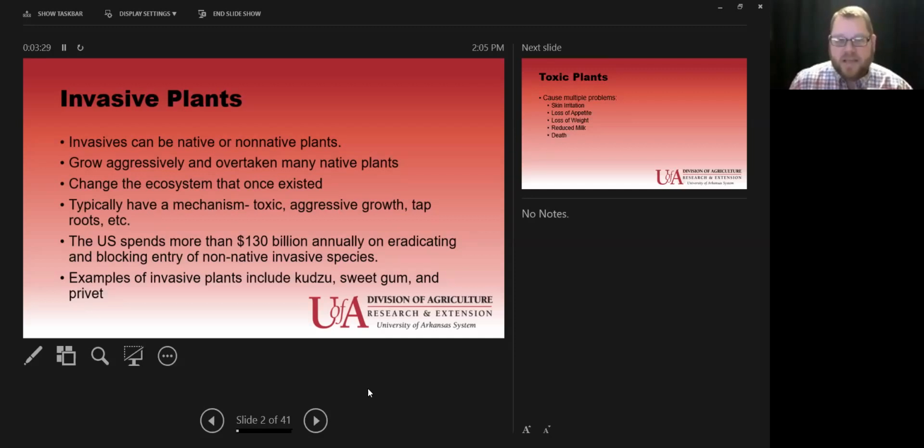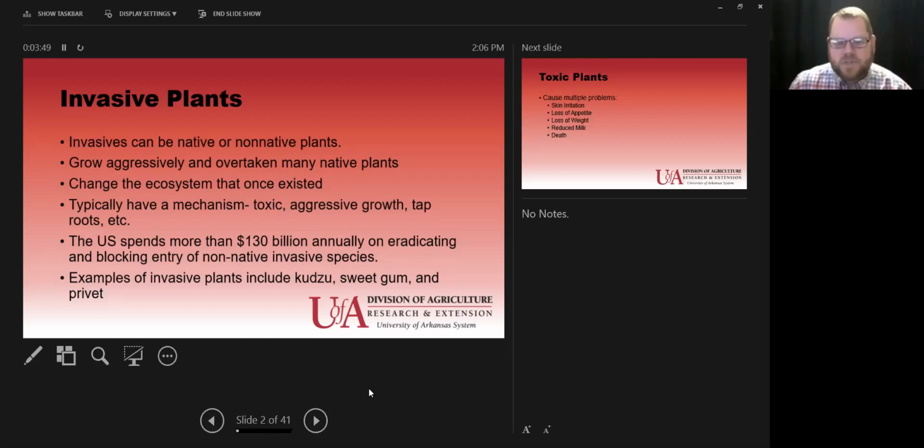And typically invasive plants have a mechanism. They release a toxin. Maybe it's just their aggressive growth. Many times they have tap or fibrous root systems, and it just makes them a little more difficult to control. But that is their mode of survival.